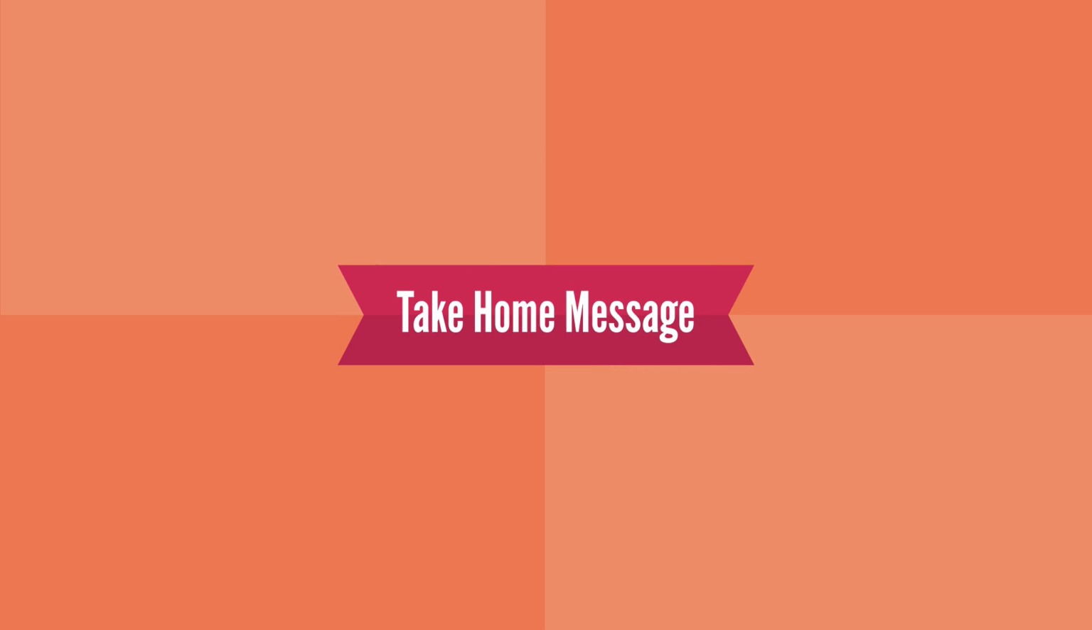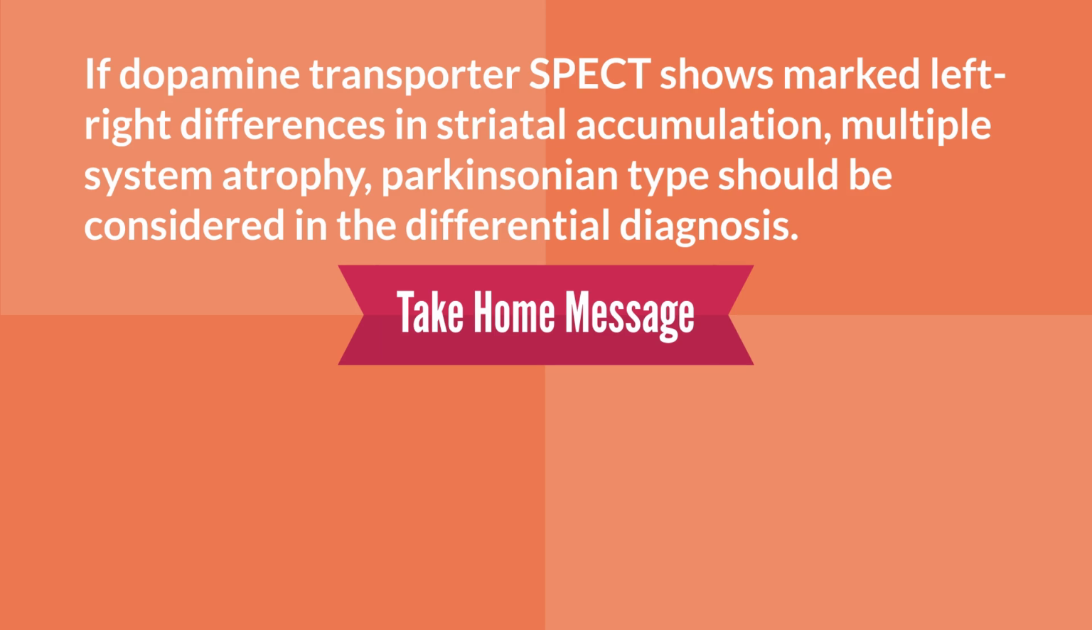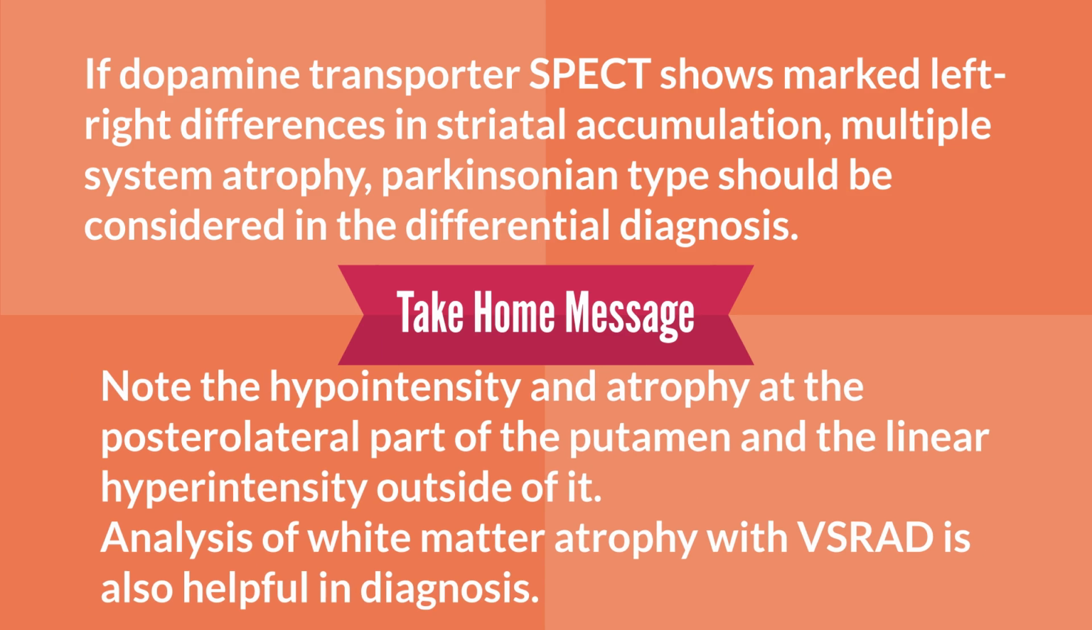Take-home message. If dopamine transporter SPECT shows marked left-right differences in striatal accumulation, multiple system atrophy, Parkinsonian type should be considered in the differential diagnosis. Please note the hypointensity and atrophy at the posterolateral part of the putamen and the linear hyperintensity outside of it. Analysis of white matter atrophy with VSRAD analysis is also helpful in diagnosis.